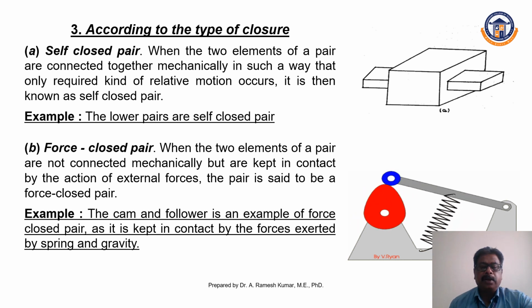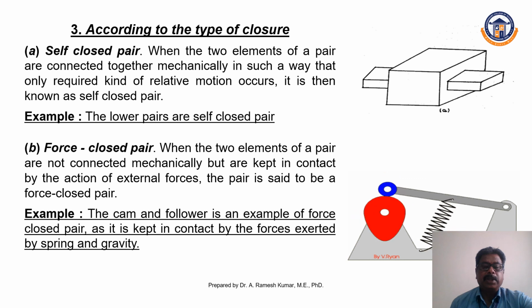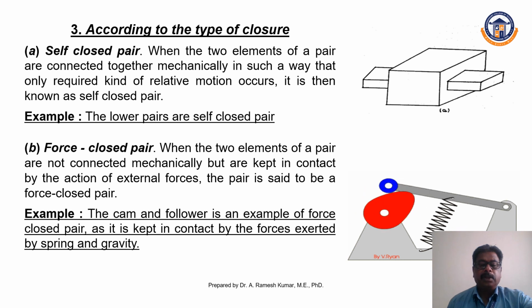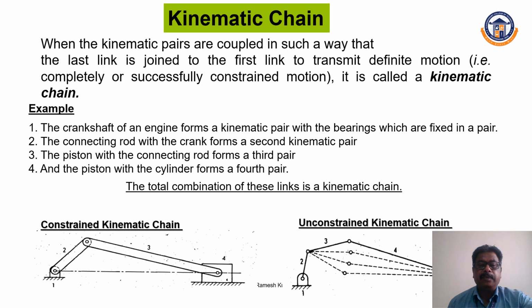Forced closed pair: when the two elements of a pair are not connected mechanically but are kept in contact by the action of external forces, the pair is said to be a forced closed pair. The cam and follower is an example of a forced closed pair, as it is kept in contact by the forces exerted by spring and gravity.